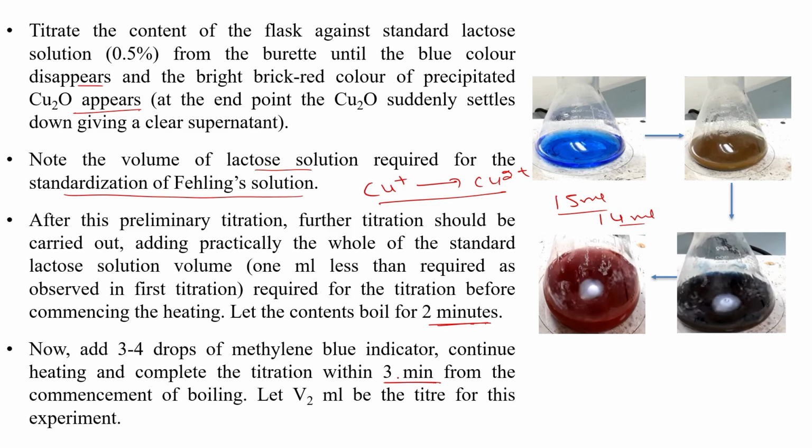Reasons again are the same: we don't want the cuprous form that has been formed to get reconverted to cupric form. And also we want that if you boil for an extended period of time, then reduction or decomposition of the reducing sugar may happen. So you will know the volume of the titer, say you are obtaining the V2 volume as here.